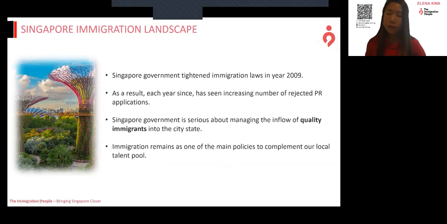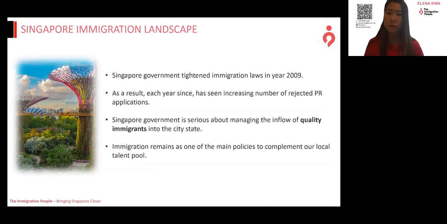So currently, let us take a look at the current immigration landscape. How is COVID affecting the quota as well? As most of you know, since 2008, the government has tightened and significantly reduced the number of new PRs and citizens issued. This is because they want to ensure the quality of foreigners they are giving the special pass privileges to.